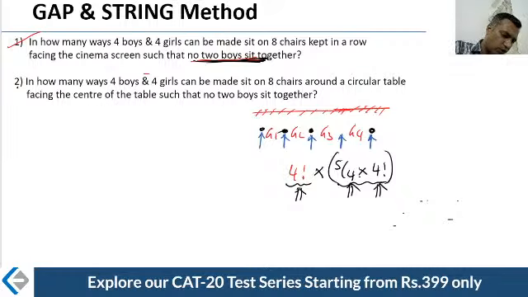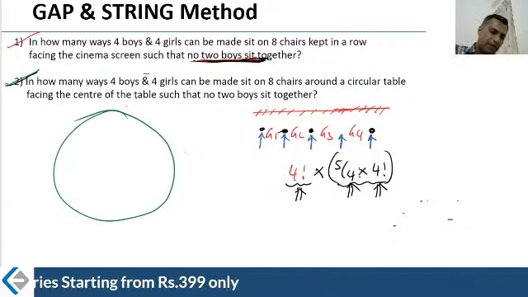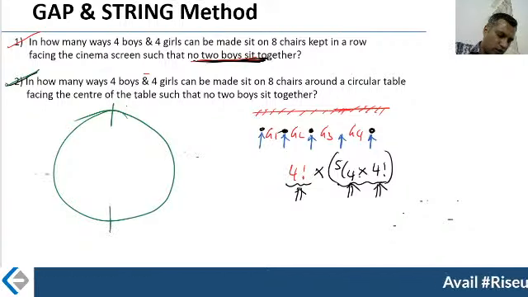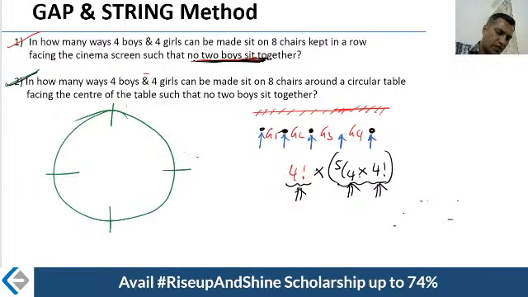Now the 4 boys and 4 girls. Same question, friends. Second one. What is the table here? The table is a circular table. Same thing happens there. 4 girls. First the girls will go and occupy these particular seats here. Let's say girl 1 is here, girl 2 is here, girl 3 is here and girl 4 here.